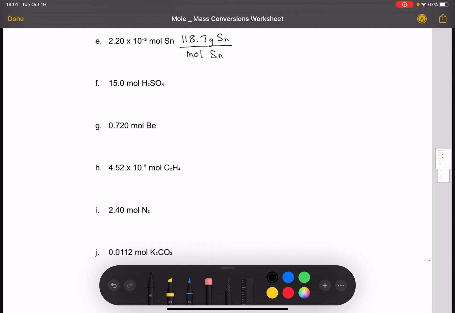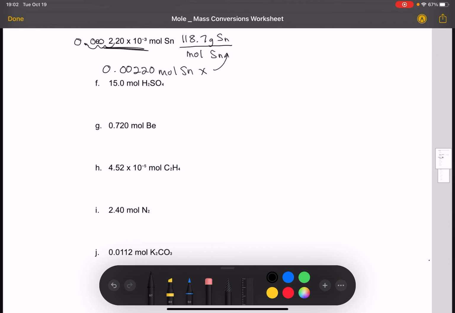So what are we doing here? Don't be frightened by scientific notation. It's not that scary. First we need to move the decimal place, because that's all this means. If I have a negative exponent, that means I move my decimal place to the left 1, 2, 3 spots, putting a 0 in each place. So let's rewrite that. We have 0.00220 moles of tin.